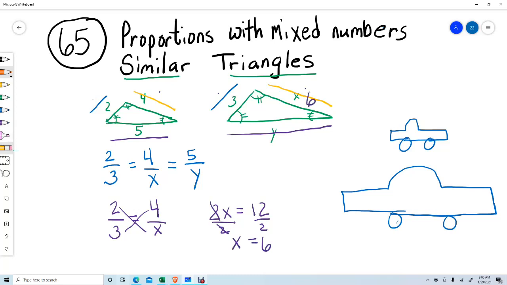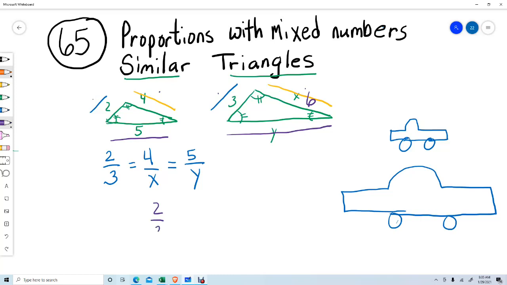In the same way, I can take 2/3 and I can set that equal to 5 over y. Let's cross multiply to solve for y. Let's keep my variable on the left and set that equal to 5 times 3. And we find that y is 7.5.